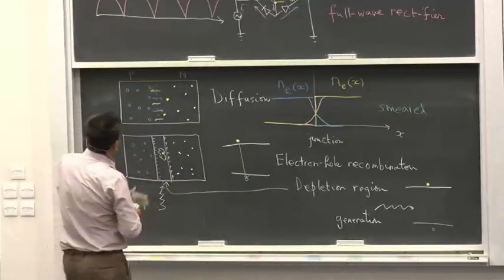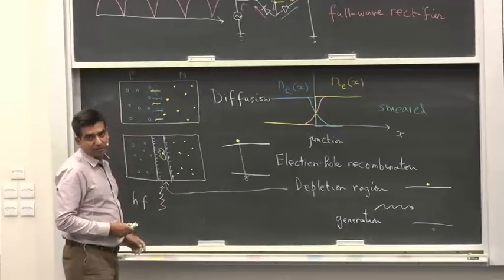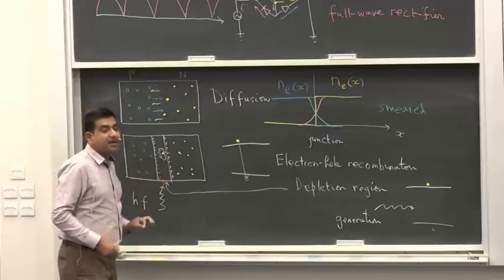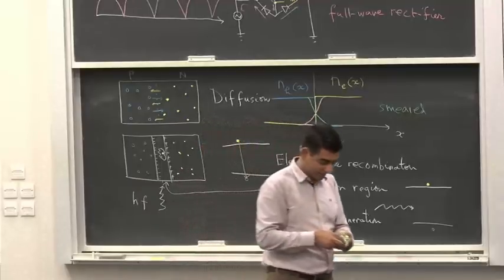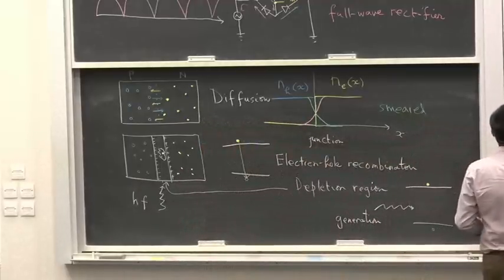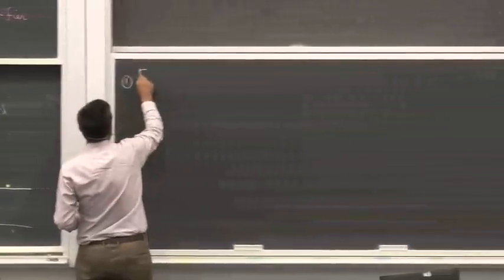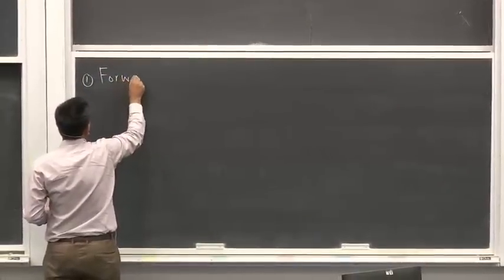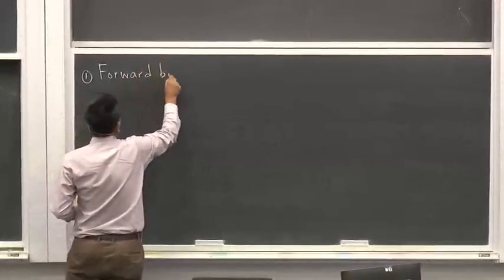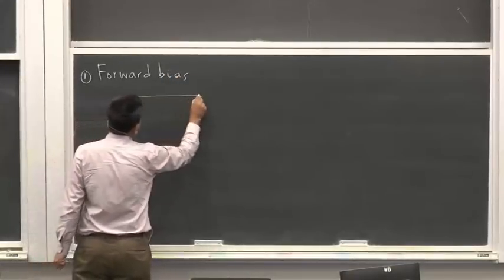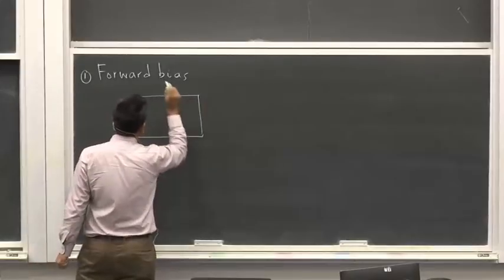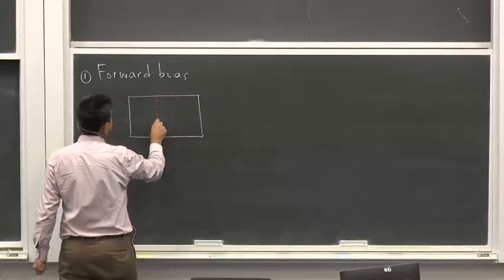Now we would like to bias this diode, which means we would like to connect a battery to it. Biasing means connecting a battery to a circuit element. First of all, we would like to forward bias it. Forward biasing means that I connect the P-type to the positive terminal of a battery.